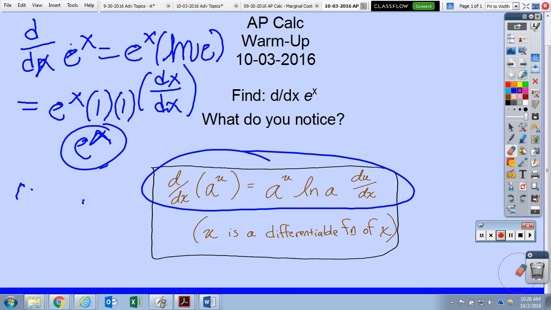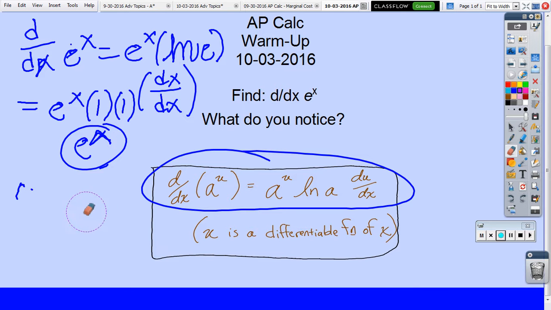So we have this over here on the left. We showed the derivative of e to the x is just e to the x. So let's take one that's slightly different.